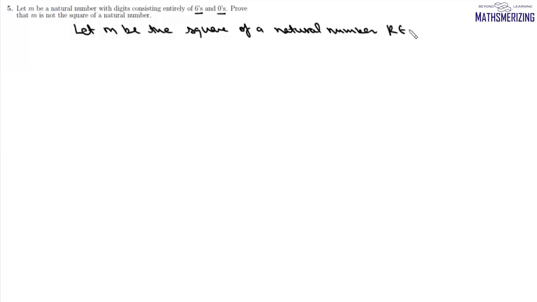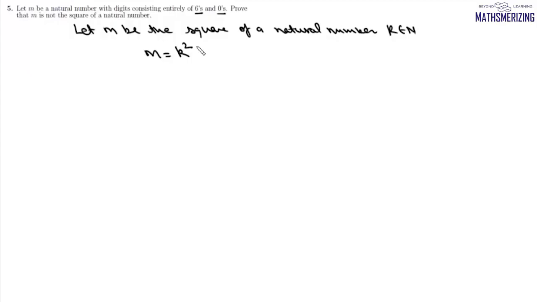Now question number 5 is, let m be a natural number with digits consisting entirely of 6s and 0s. Prove that m is not the square of a natural number. Now we'll prove this question using contradiction. So what we'll do is, we'll say let m be the square of a natural number, say k, so we can write m equals k square.